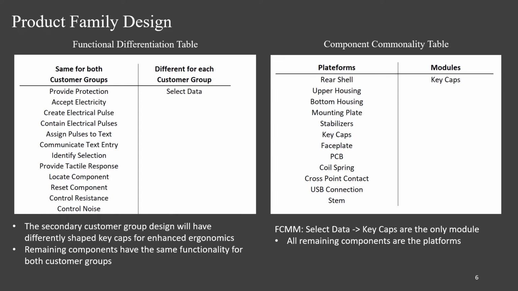We'll look at product family design, which shows the differences between the primary and secondary customer variants. First, we'll look at the functional differentiation table, which designates the different functions between the two variants. As we can see, selecting data will be the function that establishes the difference between the two variants.